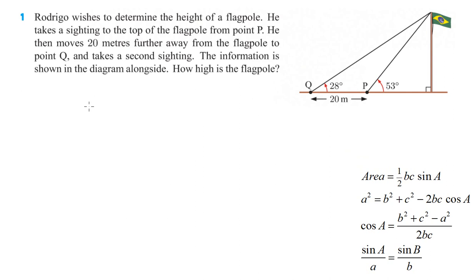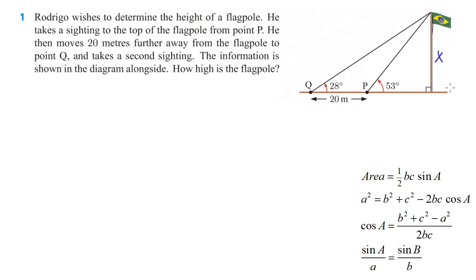First one we're going to take a look at here is number 1. Rodrigo wishes to determine the height of a flagpole. He takes a sighting to the top of the flagpole from point P, which is right here. He then moves 20 meters further away from the flagpole to point Q, takes a second sighting. The information is shown in the diagram alongside. How high is the flagpole?